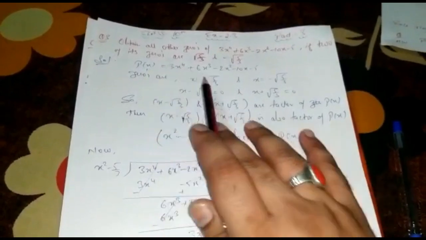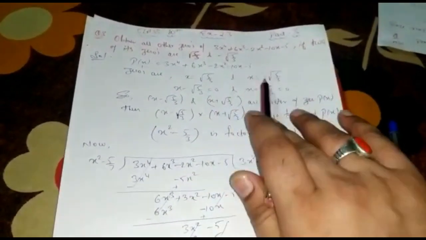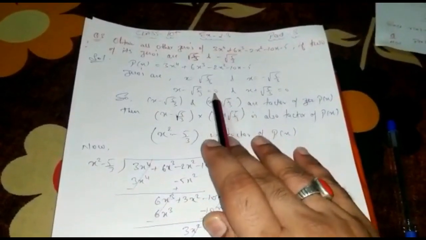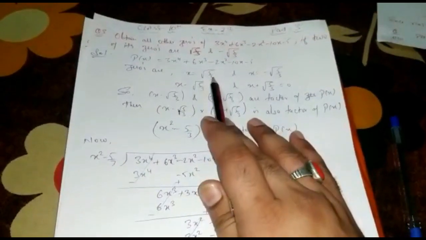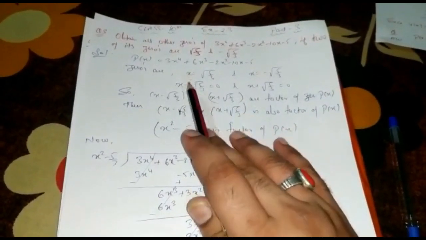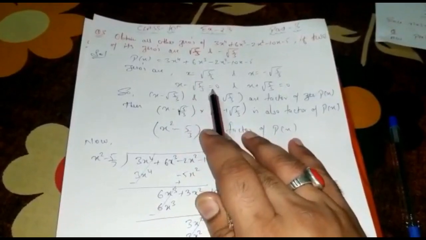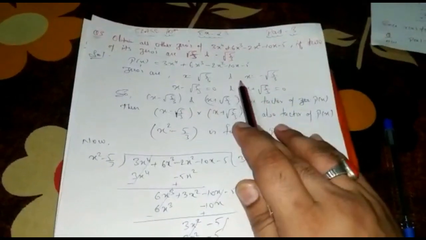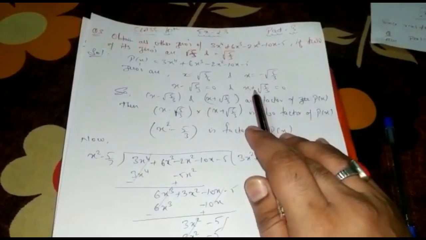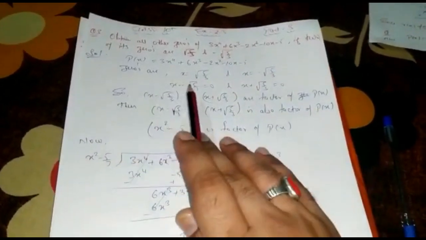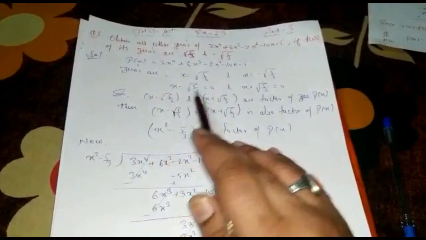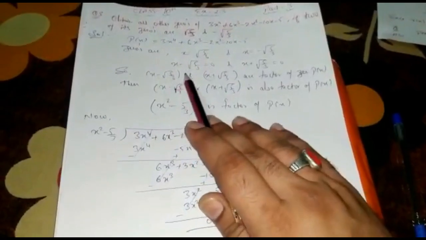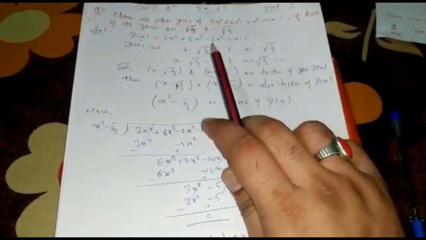So as x equal to root 5 by 3 and x equal to minus root 5 by 3 are the zeros of this polynomial, when x is equal to root 5 by 3 and we take it to the LHS, it gives x minus root 5 by 3 equal to 0. And when x equals minus root 5 by 3, taking it to the LHS gives x plus root 5 by 3 equal to 0. That means x minus root 5 by 3 and x plus root 5 by 3 are factors of this polynomial. It is clear.